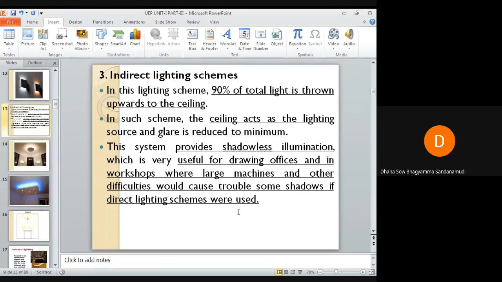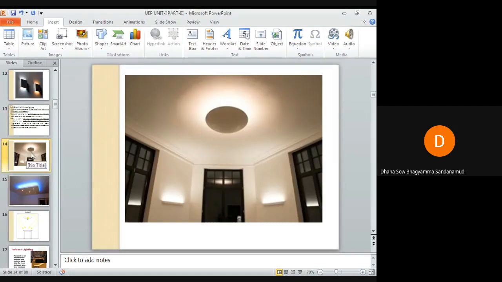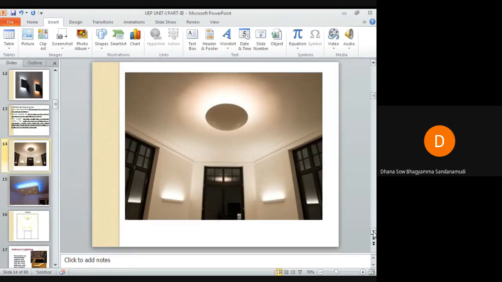Okay, so whenever we want to decorate the ceiling, whenever we want to highlight the ceiling, in such cases we will use these indirect lighting lamps. Here the ceiling acts as the lighting source. Whenever you are illuminating the ceiling, for example in this image, it doesn't mean that the surface in that room will be dark. Whatever light is falling on the ceiling, 90 to 100%, even 100% can be reflected.